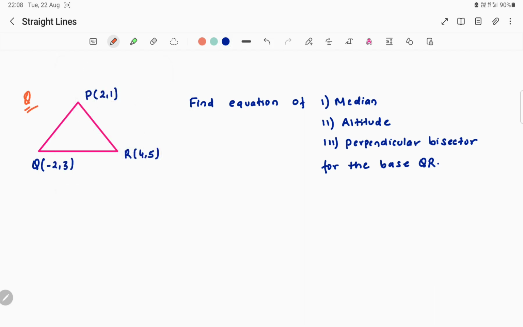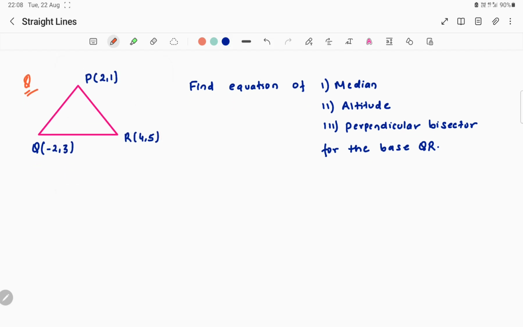Okay, let us take one more question. Suppose a triangle is given. A triangle PQR is given whose coordinates are 2 comma 1, 4 comma 5 and minus 2 comma 3, and we want the equation of median, altitude and perpendicular bisector for the base QR. Basically we can find for all three, but I am showing an example for QR. Other things you can take care of. So think like this. Median. First thing, what is a median? A median is a line which joins the vertex and the midpoint of the opposite side, and it is not necessary that the median is always perpendicular. For example, if you take an obtuse angle triangle and try to draw the median, this angle definitely is not going to be 90 degrees.